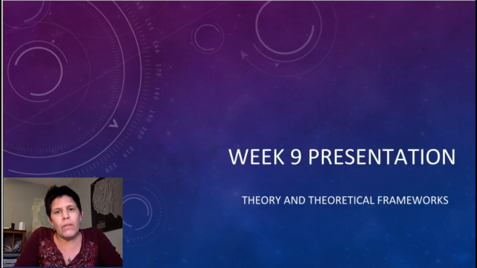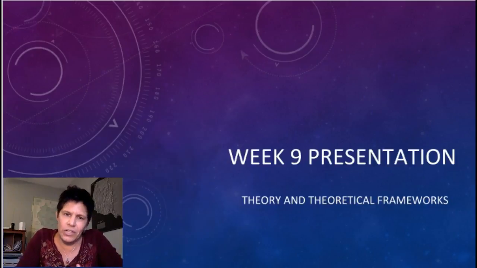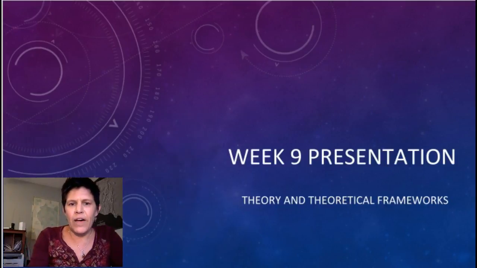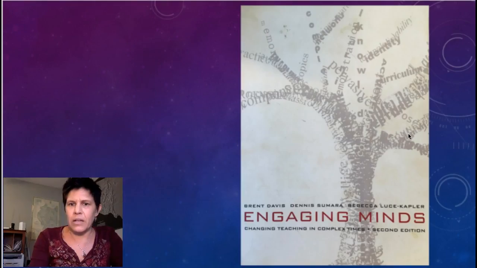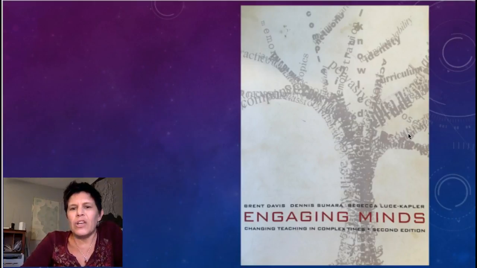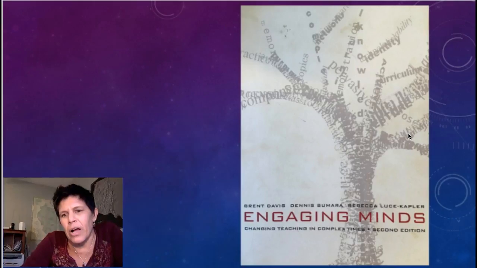One of the things I think somebody asked me last week was where I'd gotten the idea for the whole correspondence versus coherence theory ideas, and those two ideas come from the following book. Let's see if I can get this slide to forward. There we go. You should see right next to me an image of a book called Engaging Minds. The authors are Brent Davis, Dennis Sumara, and Rebecca Luce-Kapler.